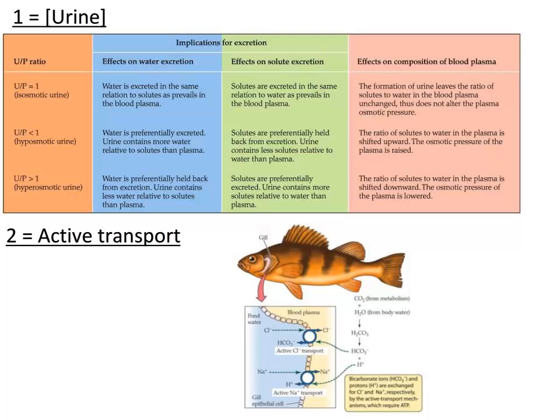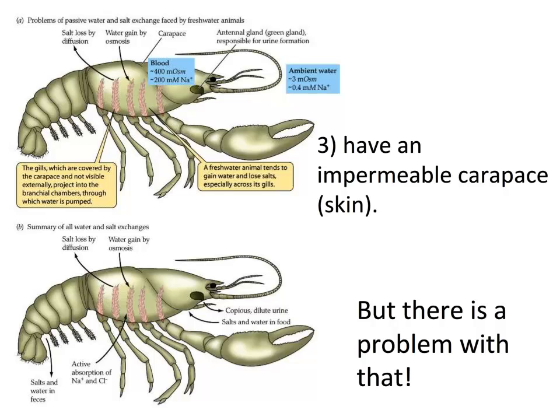The second thing we could do to affect our osmotic potential is through active transport, so we can either actively excrete ions into the external environment, or actively take them up in order to achieve both an osmotic and an ionic balance. The third and perhaps the easiest thing to do is to have a carapace or a shell that's impermeable to water. So that's great, it doesn't matter what we are inside compared to outside, nothing from outside can get in and nothing from inside can get out.